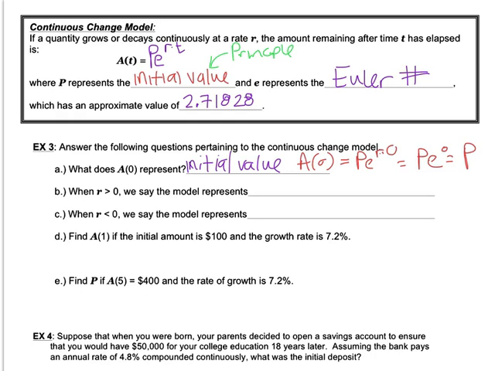When R is positive, remember R represents the rate at which something is growing. So if that rate is positive, then that means that initial value is going to grow. So that represents continuous exponential growth. So if something is growing at a positive rate, it's definitely getting larger. If R is less than 0, then we say the model represents continuous exponential decay.